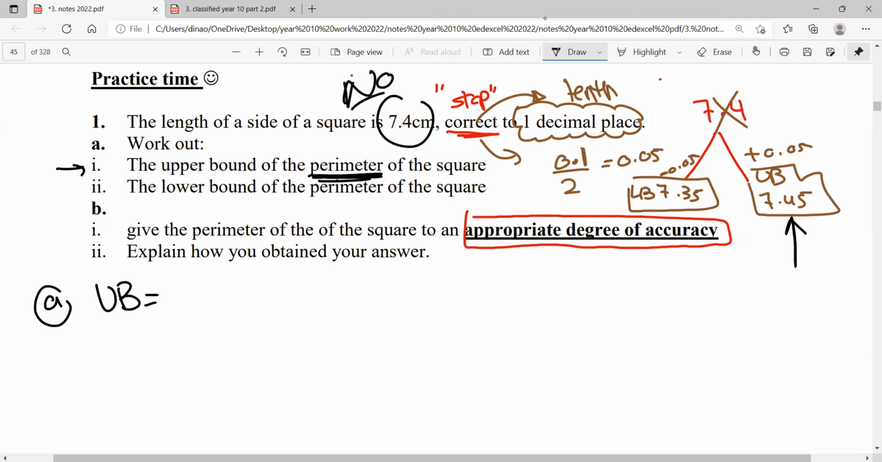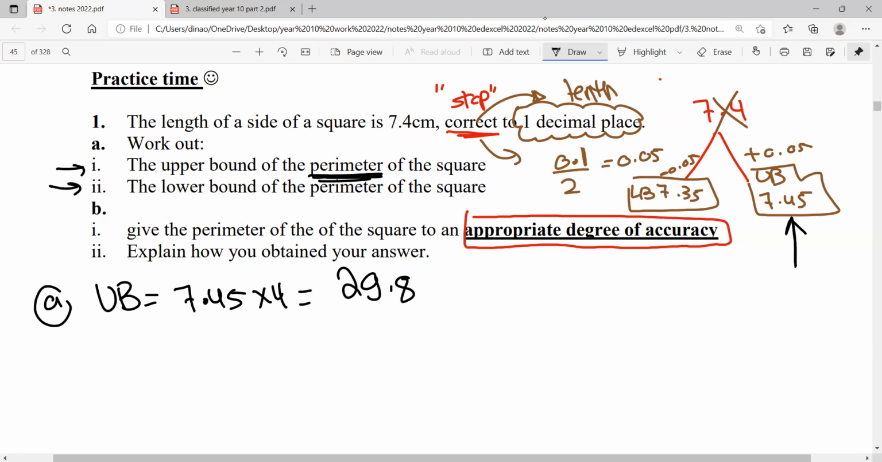I don't use this. I use the bounds. Since the question says find the upper bound of the perimeter, I take the upper bound and I multiply by 4. Why do I multiply by 4? Of course, because all the sides of the square are equal. So instead of adding them 4 times, I find the upper bound, which is 29.8.